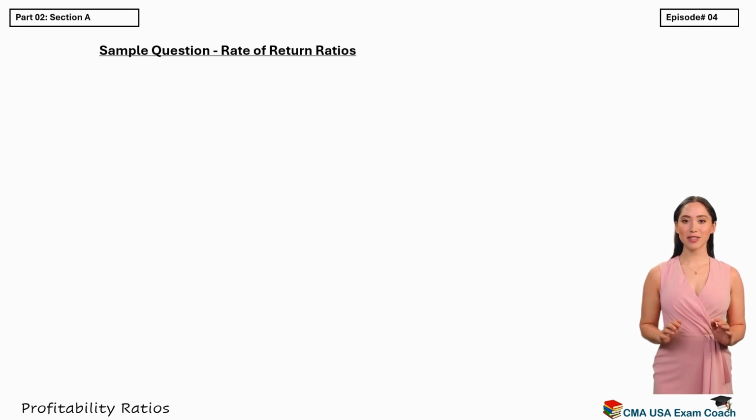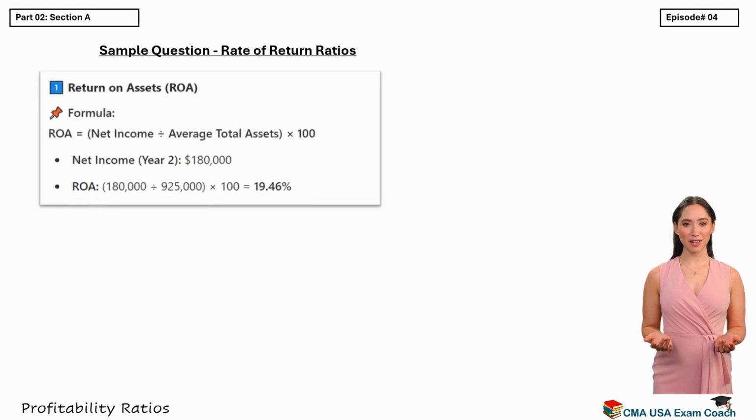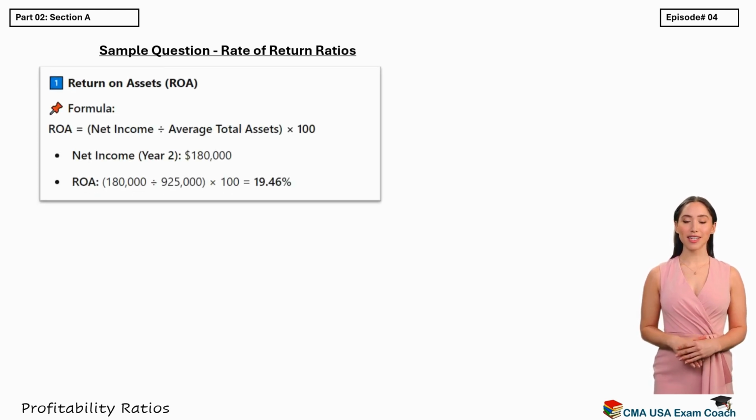Now, let's calculate return on assets, or ROA. ROA tells us how efficiently the company is using its assets to generate profit. The formula is simple. Return on assets is equal to net income divided by average total assets. In our case, the net income is $180,000, and the average total assets, which we calculated earlier, is $925,000.